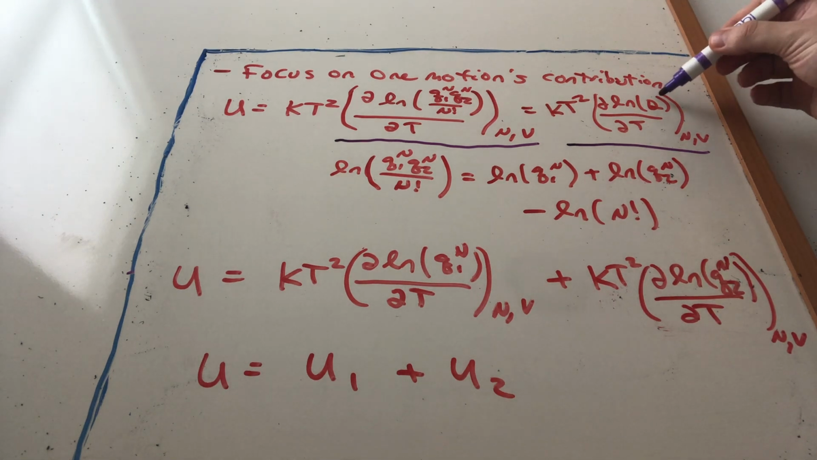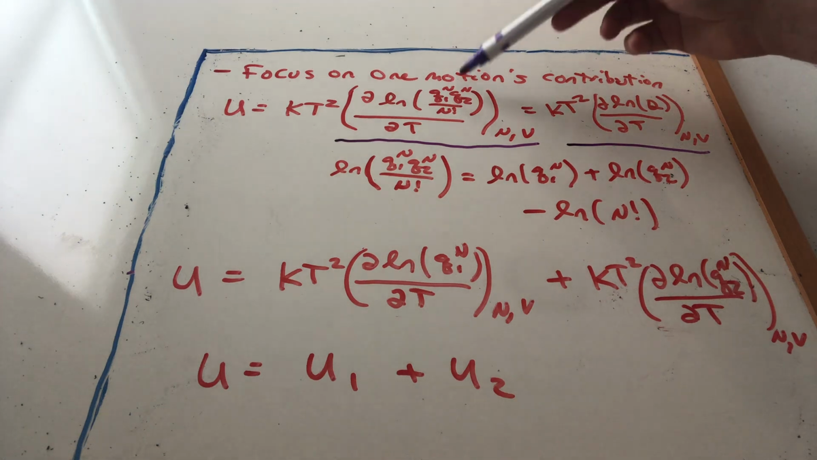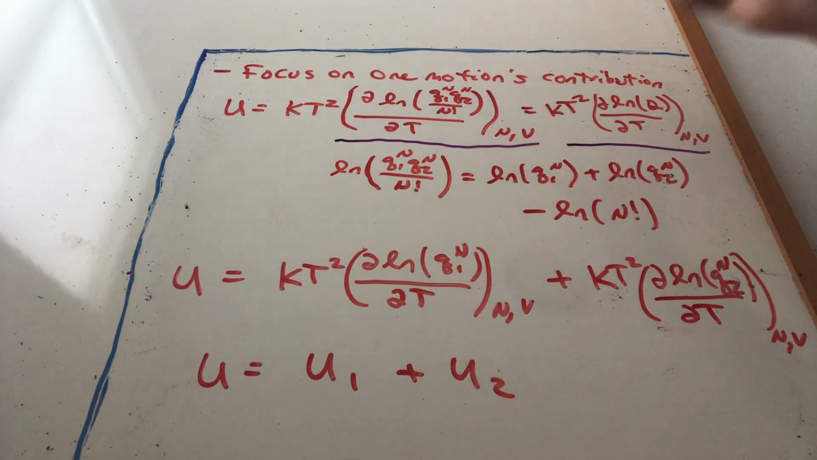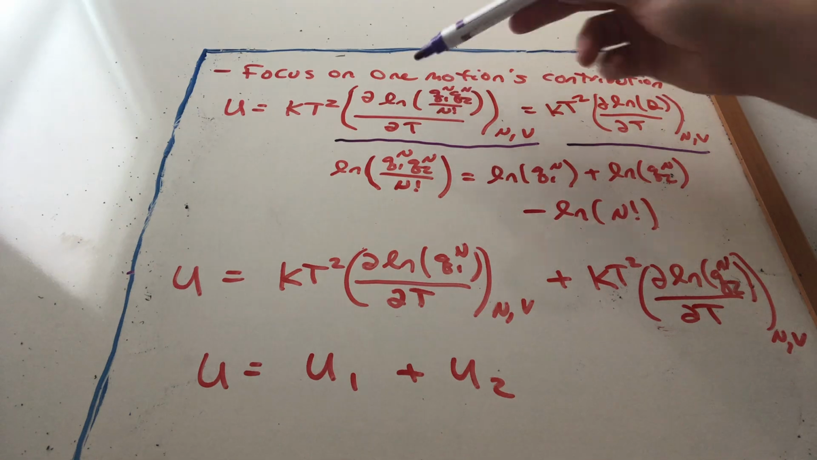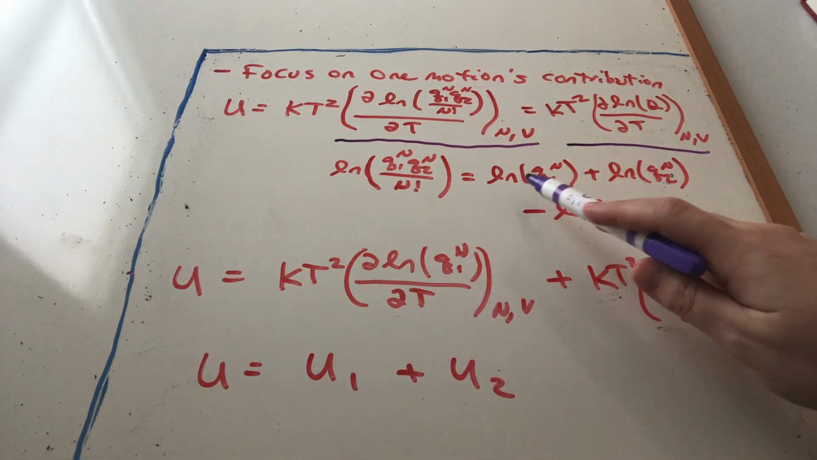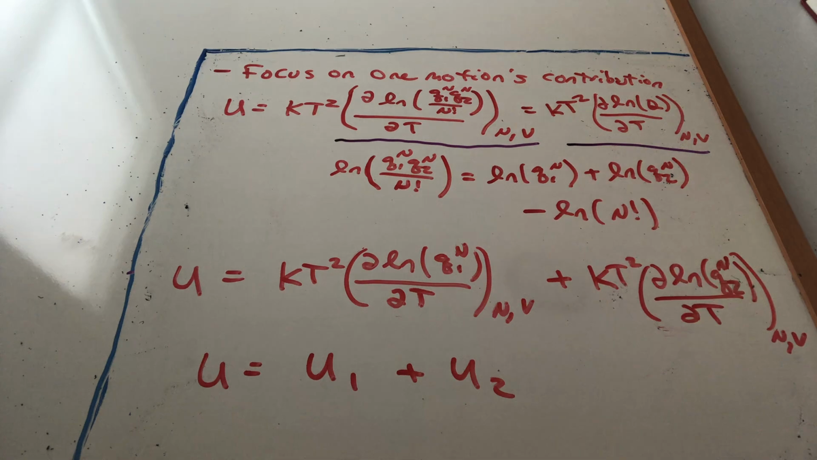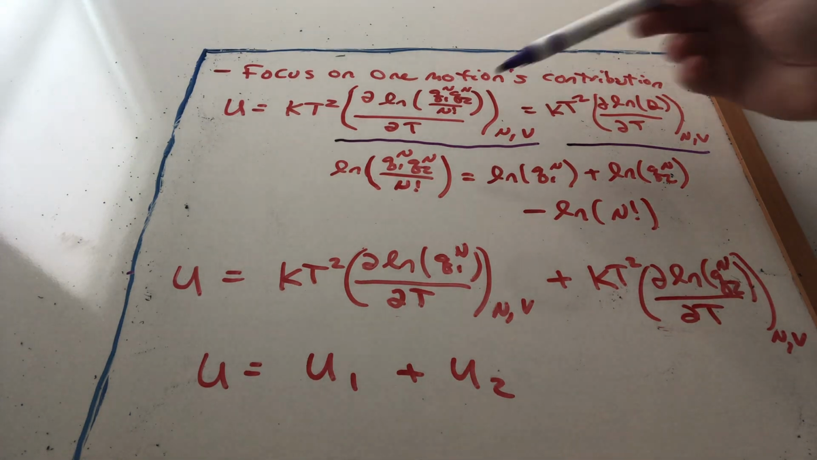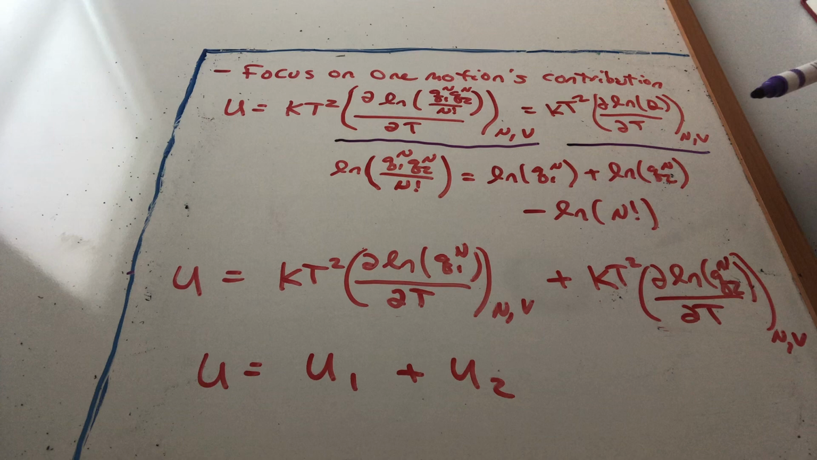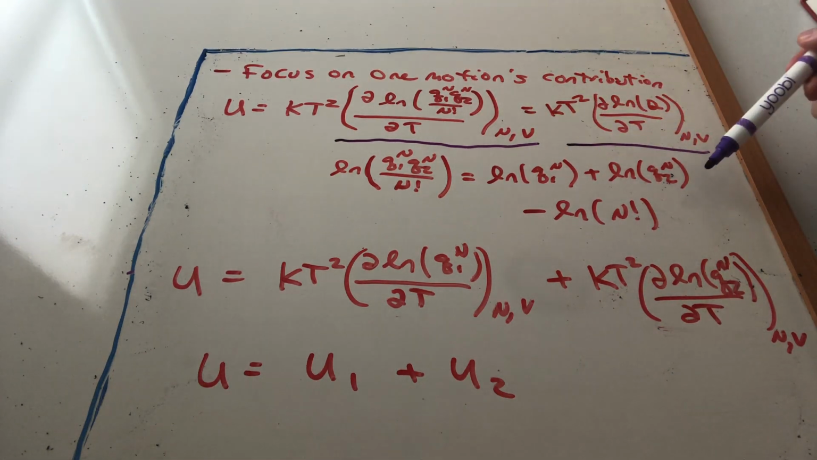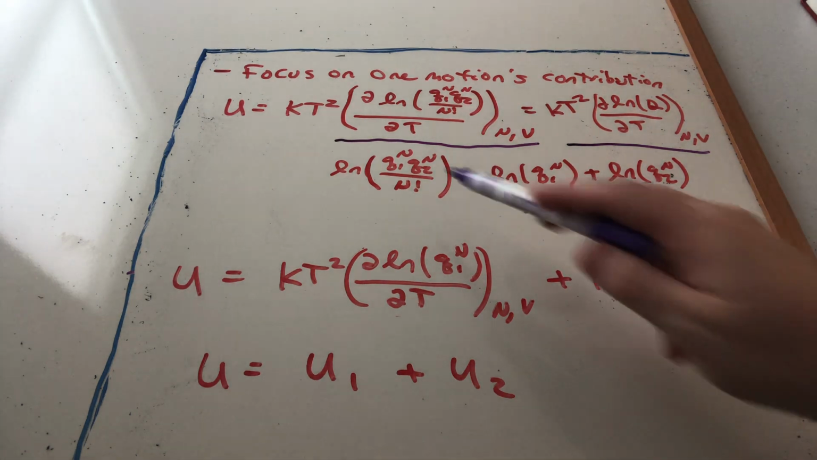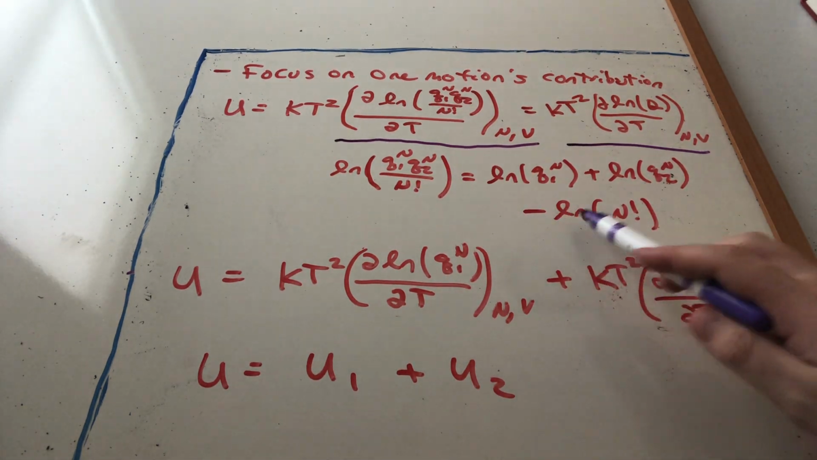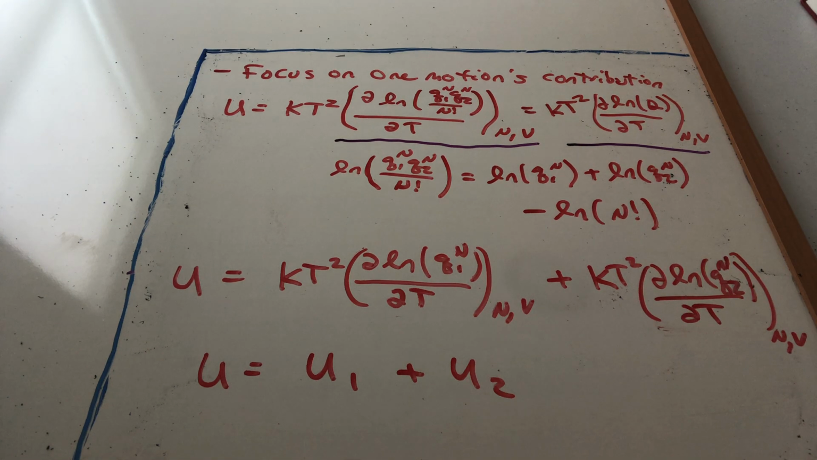So 1 and 2 stand for different types of motions. What I did here is big Q is defined as small q1 to the n, small q2 to the n, all multiplying each other, and then divided by n factorial. Now, if you look at the natural log term inside this partial derivative, we can break it into a sum or difference. We can use the properties of natural logs: if these are multiplied inside the natural log, we can write it as a sum of natural log terms. If this is being divided by n factorial, that looks like a minus natural log of n factorial term.